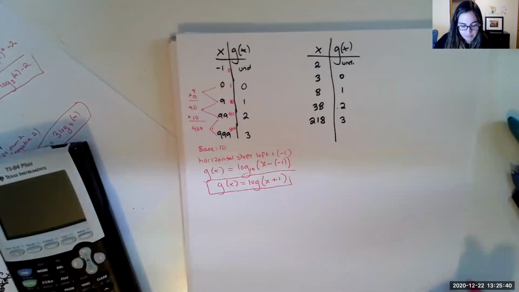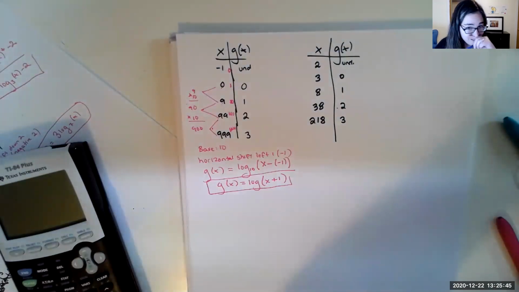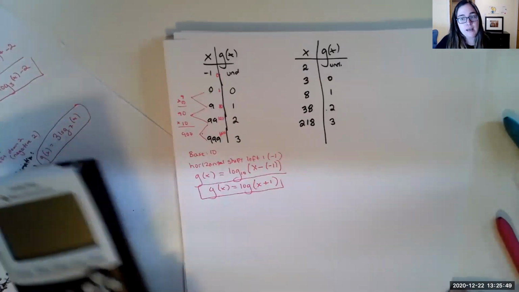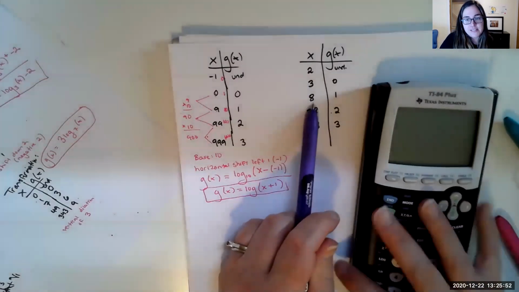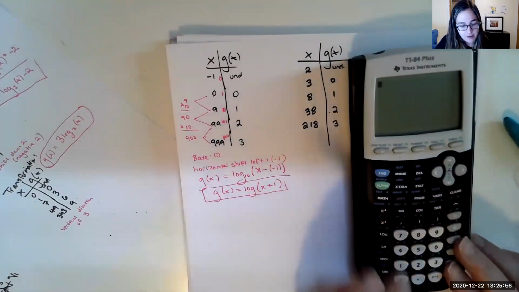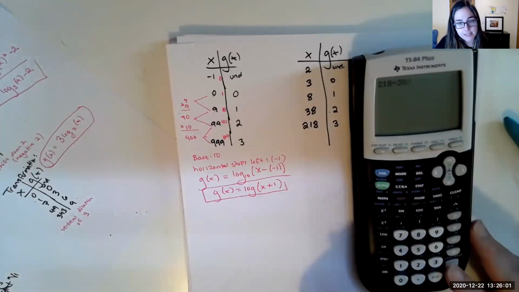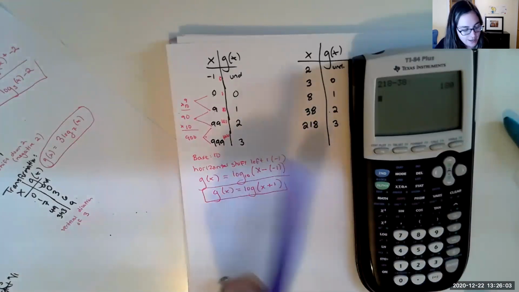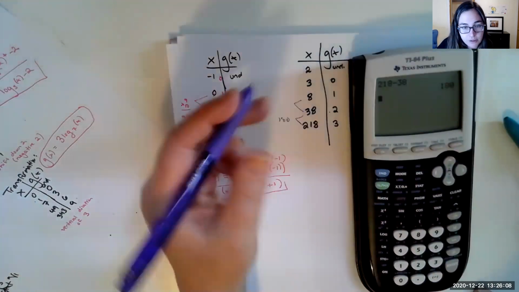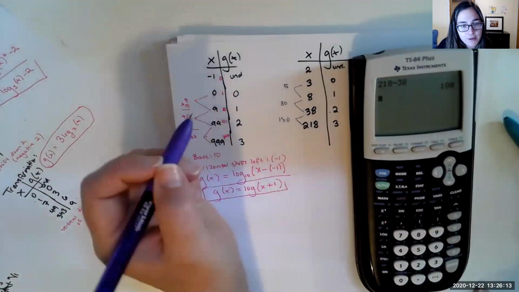We can follow the same pattern for this one right here, the second g of x example. We've got 2, 3, 8, 38, 218. The higher the powers go, the easier it is to see what the base is, but let's use our first differences strategy just to practice it. So 218 minus 38 would be 180. 38 minus 8, you could do it in the calculator if you wanted to, but that's 30. 8 minus 3 would be 5.